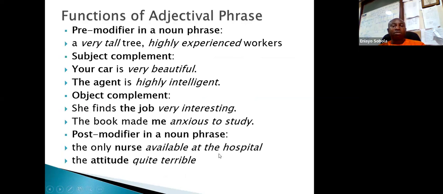So we look at the functions performed by the adjectival phrase. Number one, it functions as a premodifier in a noun phrase. For example, a very tall tree. Here we have the adjectival phrase very tall, which premodifies the noun tree.